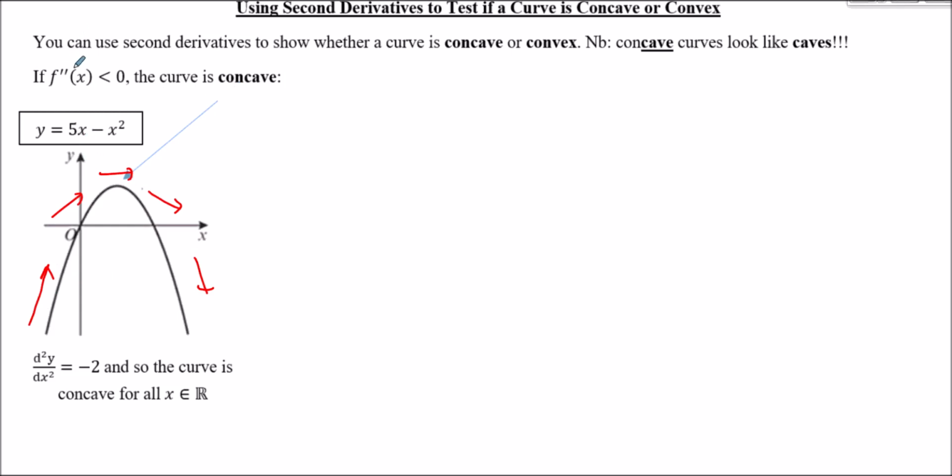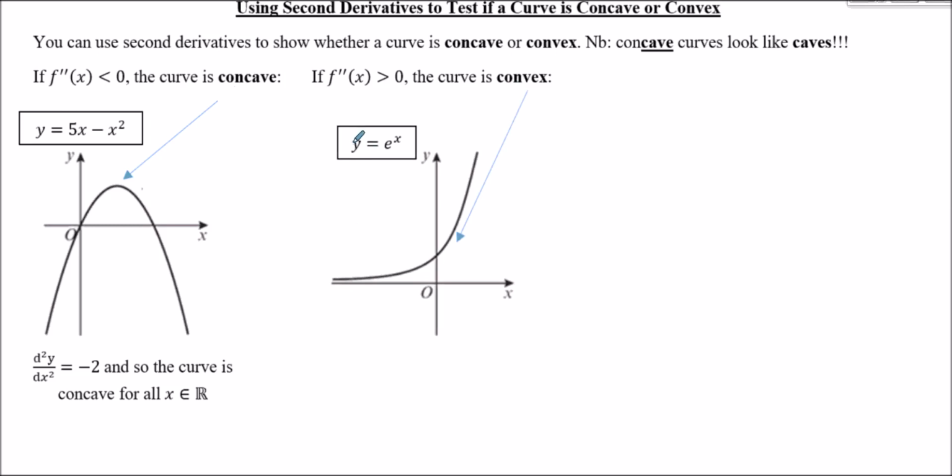Now, what if a curve is convex? If a curve is convex, the second derivative is greater than 0. Or put it a different way, if a second derivative is greater than 0, the curve is convex. That's going to be a U-shaped parabola, if it were parabolic. It's basically going to be caved in. Not a cave, but sort of like it's been punched in almost.